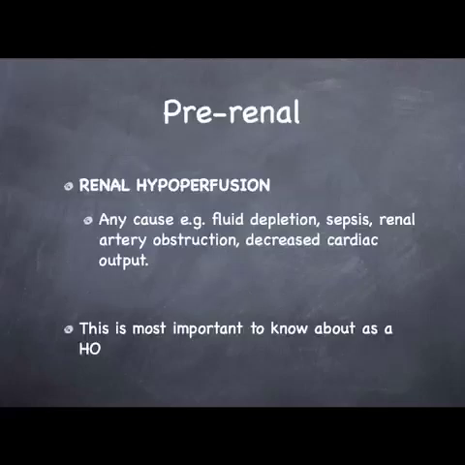So let's go through each of the different sets of causes of acute renal failure. First of all, and as we said, making up 90% of acute renal failures is pre-renal, and this really represents renal hypoperfusion, which may be due to any cause, but the important ones to be aware of are things like fluid depletion, sepsis, renal artery obstruction, and a decreased cardiac output. Unsurprisingly, because this is so common, it is the most important thing to know about as a house officer.